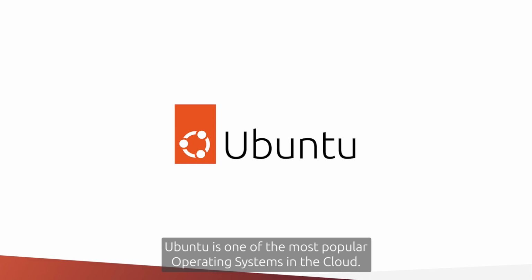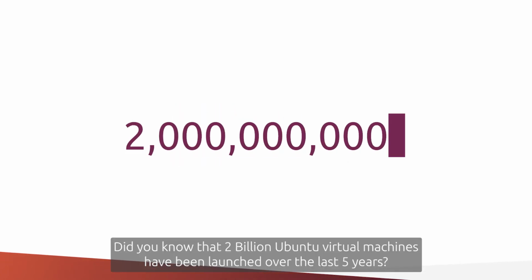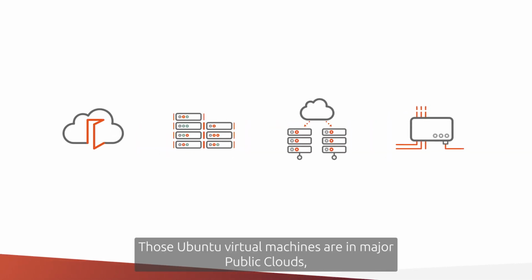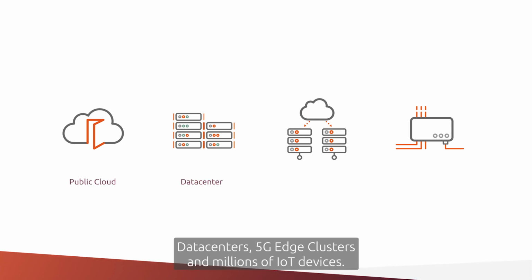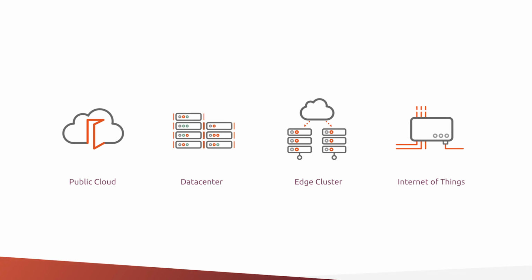Ubuntu is one of the most popular operating systems in the cloud. Did you know that 2 billion Ubuntu virtual machines have been launched over the last 5 years? Those Ubuntu virtual machines are in major public clouds, data centers, 5G edge clusters, and millions of IoT devices.